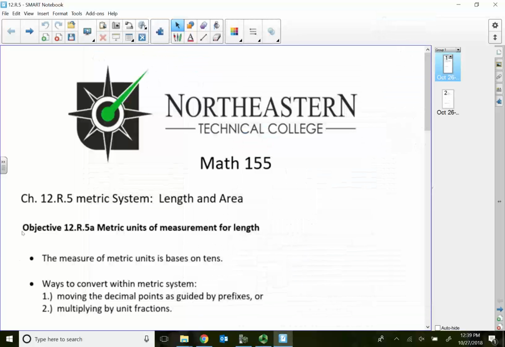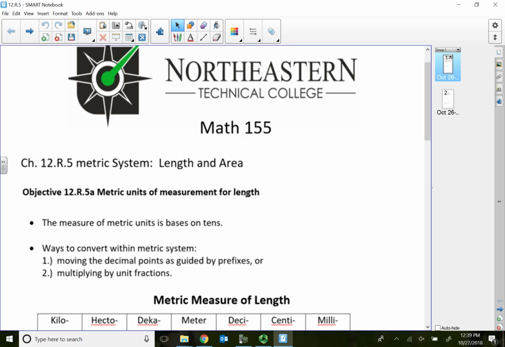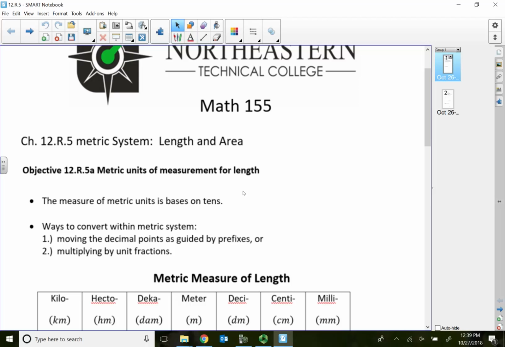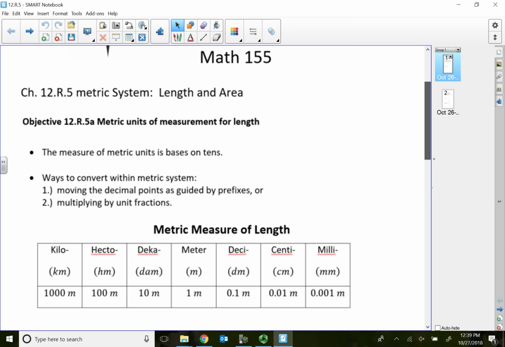12.R.5a, section 12.5 integrated review. So in this lecture video, let's take a look at how we can convert metric system for length. Every one of these examples I'm going to do in this video is convert from one metric length to another metric length. So let me write it down right here.